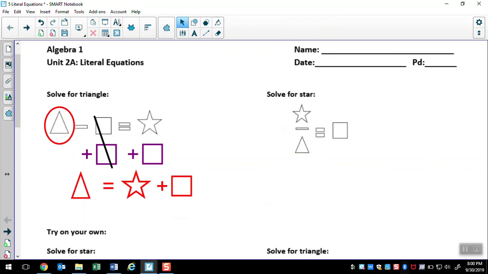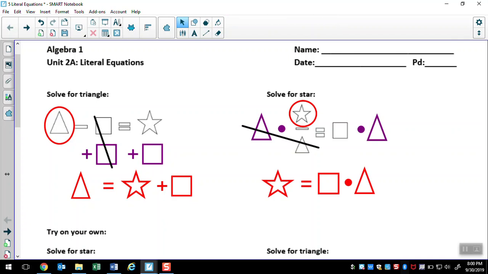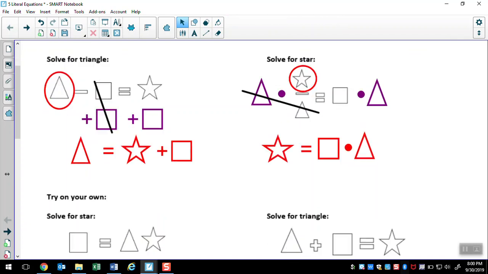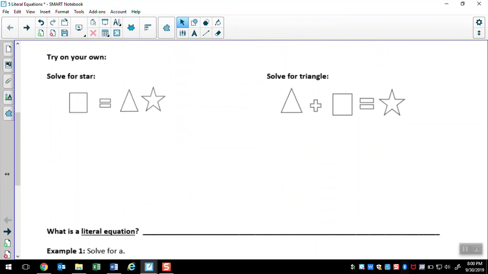Alright, so let's try this one. Here we want to solve for the star. So the opposite of dividing by a triangle would be to multiply by a triangle. And then we do it to the other side. So now we've gotten rid of the triangles on this side, and we are left with our star equals our square times our triangle. Just like that. Alright, so now I want you to try that on your own down here. Go ahead, pause the video.